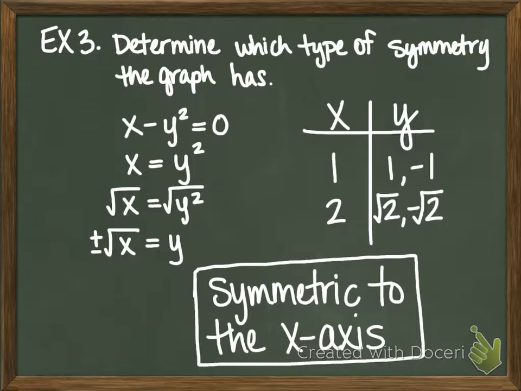Okay, so just make a table of values and then you check the rules to see what it's symmetric to. If it doesn't follow any of the 3 rules, then it's not symmetric to anything. You can also look at the graph in your calculator. If I type this in, I would actually have to do it in 2 separate equations: y equals the positive square root of x and y equals the negative square root of x. And then we could see that it would be symmetric, or it would reflect across the x-axis.